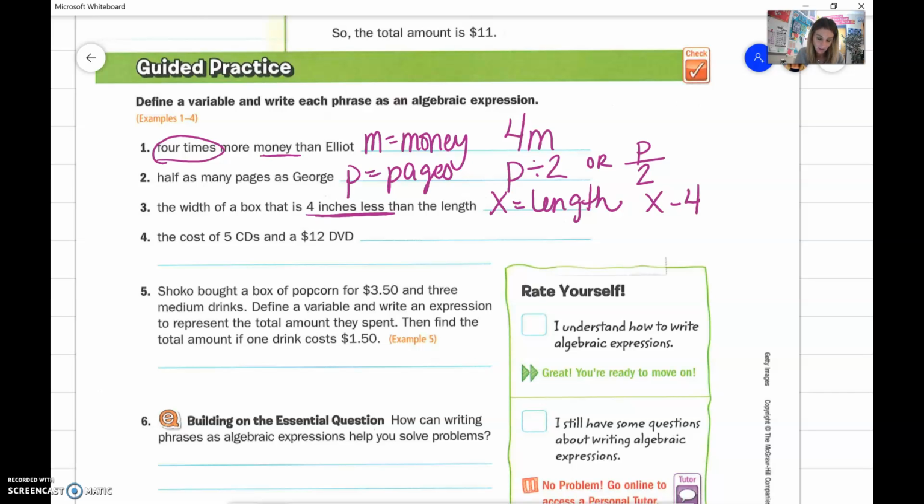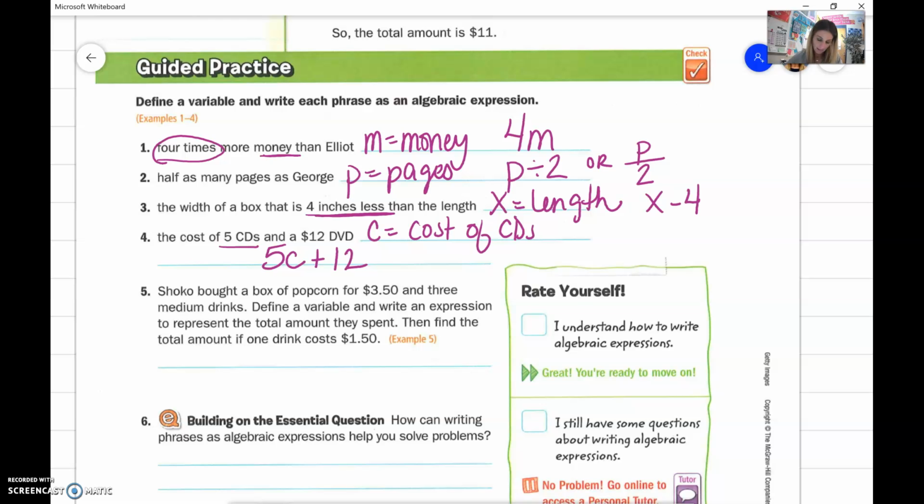Okay, the cost of 5 CDs and a $12 DVD. So what don't we know? We don't know the cost of the CDs, so we're going to say C for cost of CDs. And we know that there's 5 of them, so I'm going to take 5C, because there's 5 CDs, and a $12 DVD, which gives me plus 12.